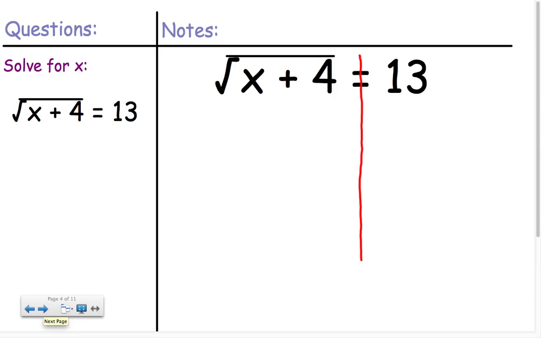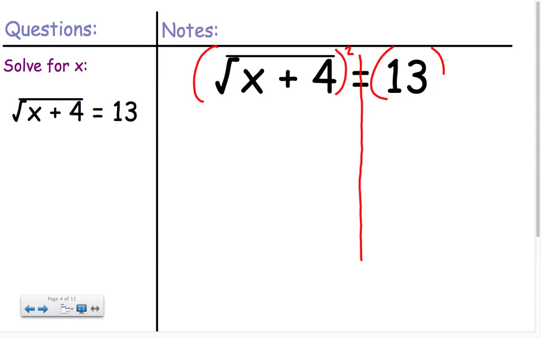On this problem, the first thing I want to get rid of is that square root sign. So you have to ask yourself, how do you undo a square root? Well, if you think about it, if you're adding and you want to do the opposite, it's subtracting. If you want to subtract, the opposite is adding. Multiplying and dividing, dividing and multiplying. The opposite of square roots is squaring. The opposite of squaring is square root.